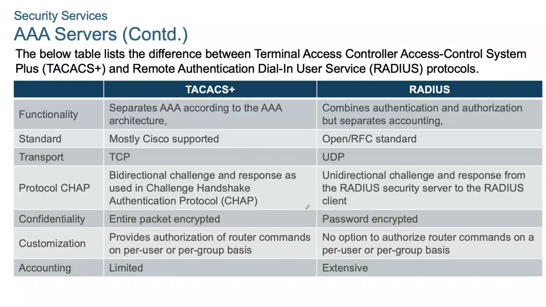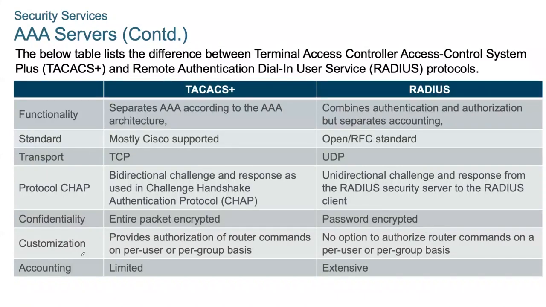The protocol used by TACACS is the challenge and response one, the Challenge Handshake Authentication Protocol. Okay. And in terms of confidentiality, to maintain confidentiality, the entire packet is encrypted. The entire packet being encrypted means username and password. Whereas in RADIUS, only the password is encrypted. The username is just plain text.